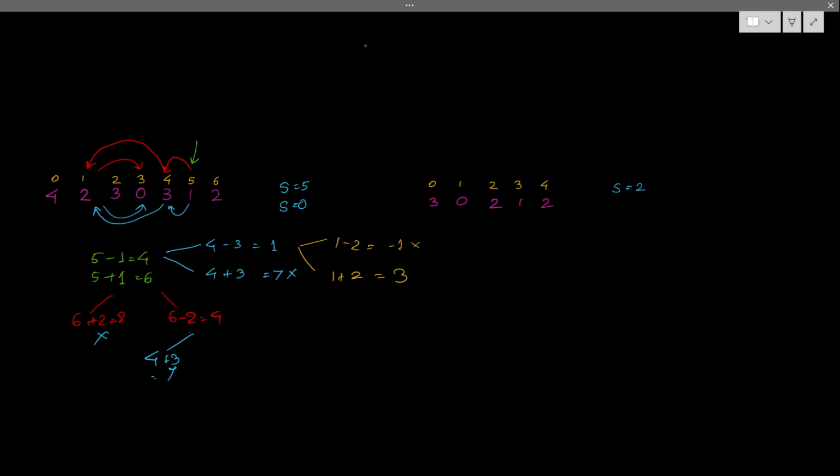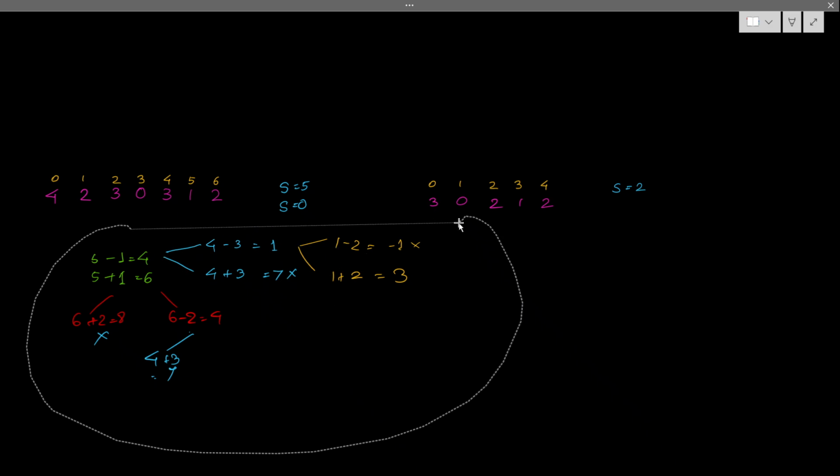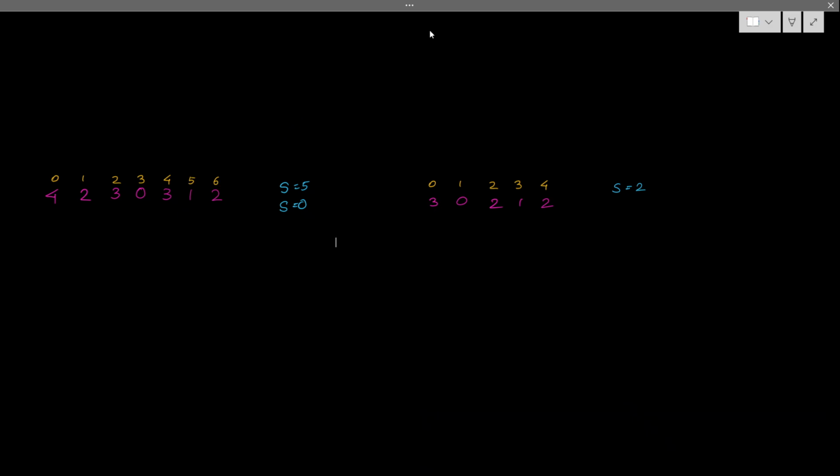So let's see what we can do from index 0. If I start from index 0, what are the possible cases? I'm starting from index 0, so now 0 plus 4 equals 4, and 0 minus 4 equals minus 4. So I can jump to minus 4 or 4. Minus 4 is out of index, so I can jump to the fourth index.